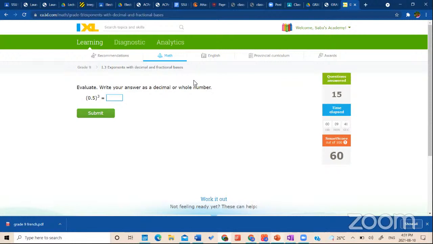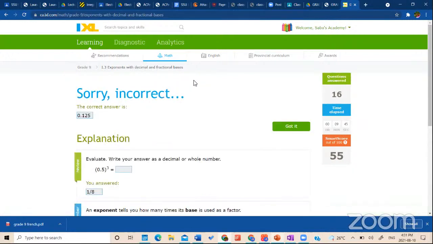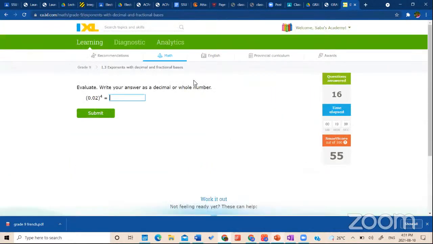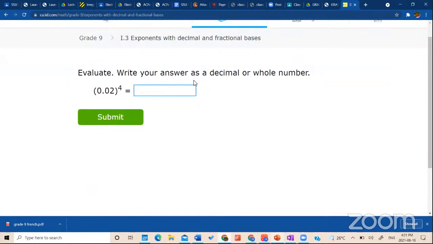It's 1/8. Okay, so it says write your answer as a decimal or whole number. So 1/8 is the right number, which is 0.125, but you have to write it as 0.125 because that's what they said. Okay, so let's do this one.